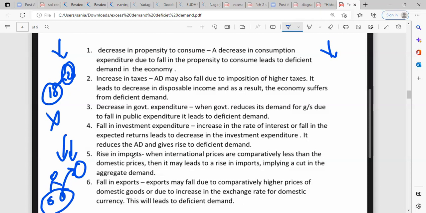Rise in imports. Earlier people were purchasing from within the country, but now they started importing from other countries. Of course, nobody is going to purchase the product from your country. Then fall in exports. Earlier a person sold your dress to somebody else, right? But now nobody is ready to purchase a dress from outside the country. So again, he has two dresses, but no buyer. So because of all this, it will lead to deficit demand. Clear? So you can write it down.